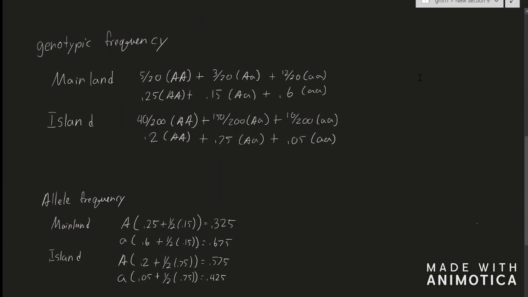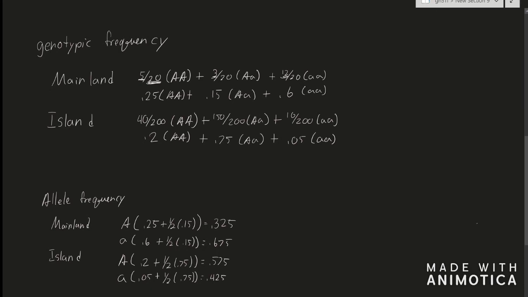So to get the genotypic frequency, let's take the mainland big A example first. You take the total number in the big A category, which is 5, and you divide it by the total of how many are in the mainland category as a whole. So it'll be 5 divided by 20, which equals 0.25. And then you do the exact same thing for all of the categories, so the 3, the 12, and then you would do the same thing for the island population as well.